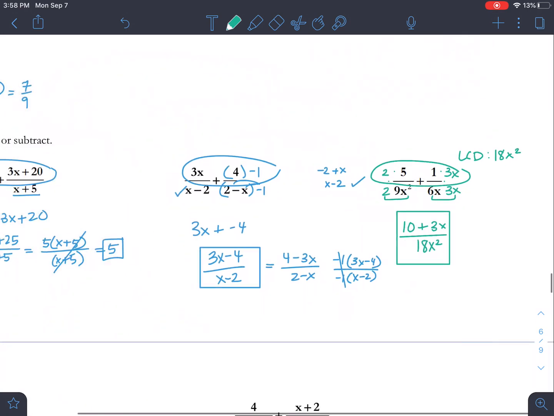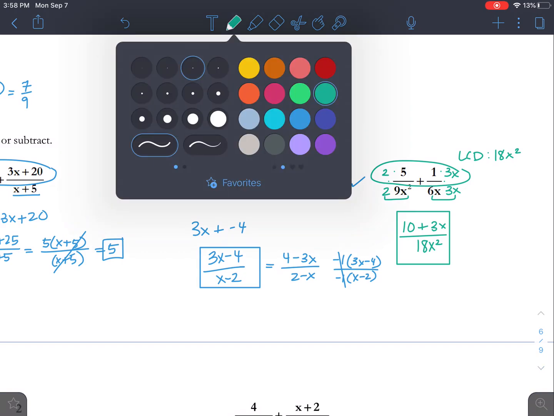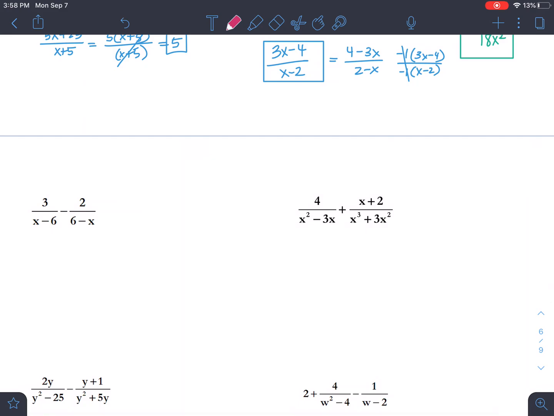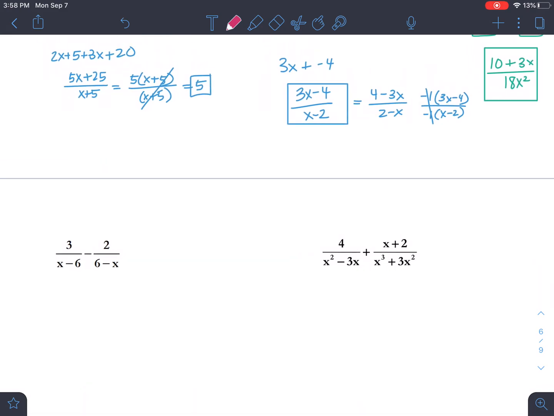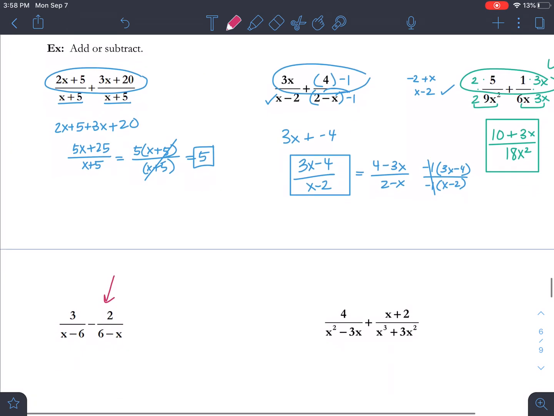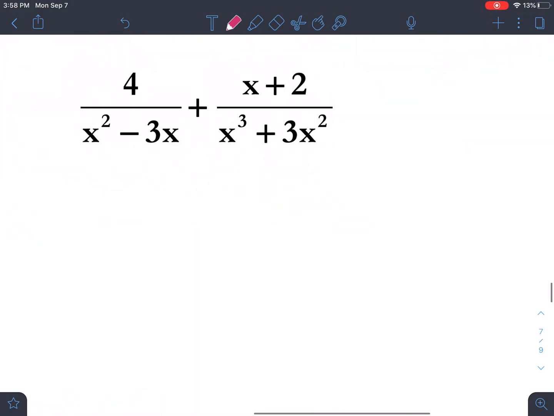Okay, now we're going to dive finally head first into some that are a little bit crazier, okay? We'll save this one for class here, okay? Let's take a look at that one. Hopefully you recognize it's a lot like this one. Very, very similar. Let's take a look at this guy, okay?